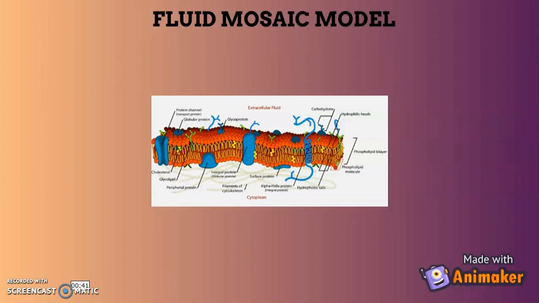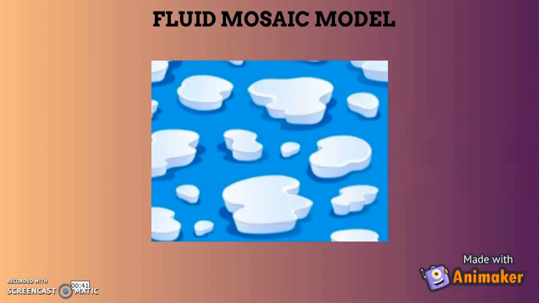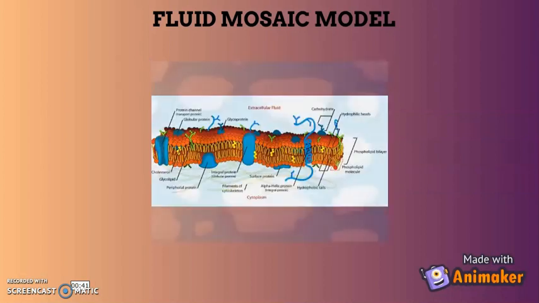This model is assumed as a continuous bilayer of phospholipid molecules in which globular proteins are embedded in a discontinuous mosaic pattern, like icebergs floating in water. The integral proteins are arranged in a mosaic pattern, and the fluidity is due to the hydrophobic interactions of the proteins and lipids. These lipids exhibit flexion, lateral diffusion, flip-flop movement, and rotational movements.